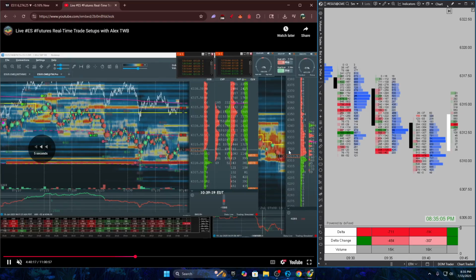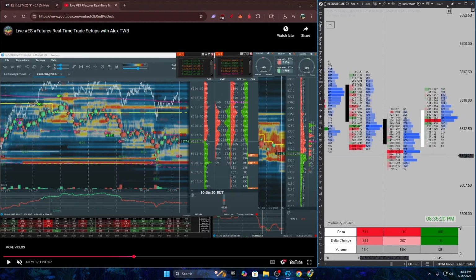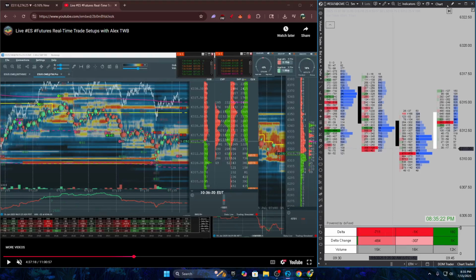Potential reversal. 9:30 candle. There's no absorption there at all. Little bit maybe, but there's very aggressive buying. It's just pushing back up here. We saw aggressive selling delta, like maybe got trapped.